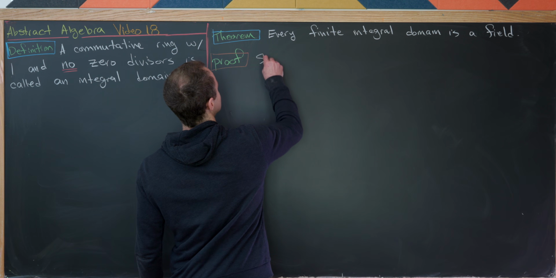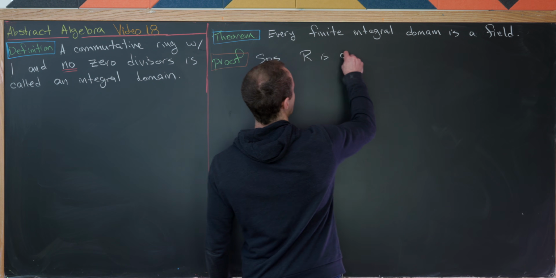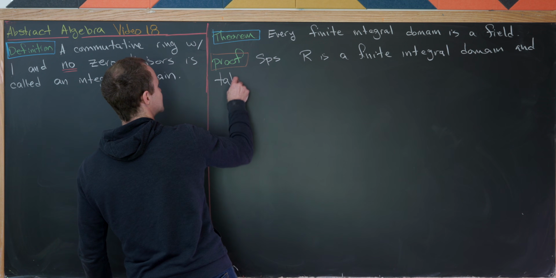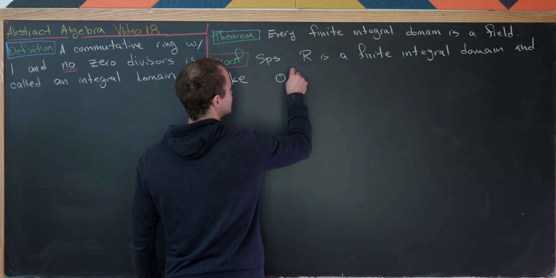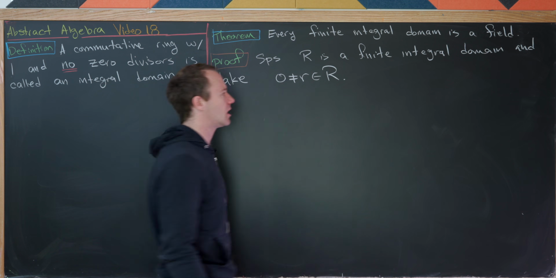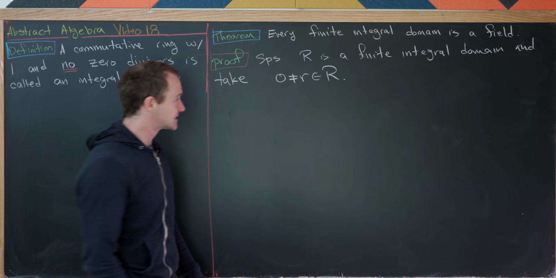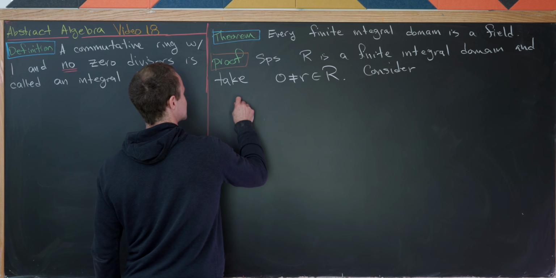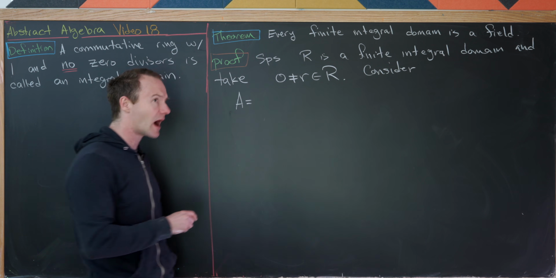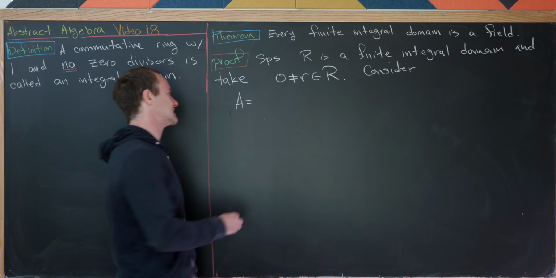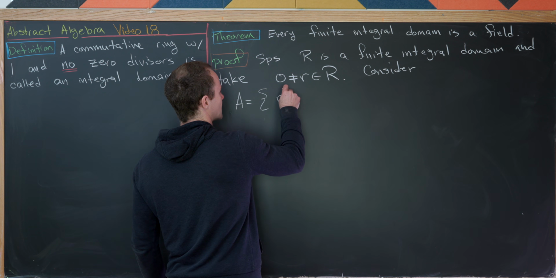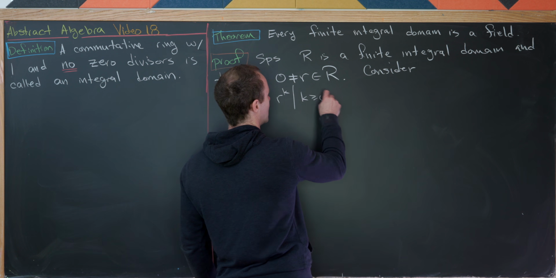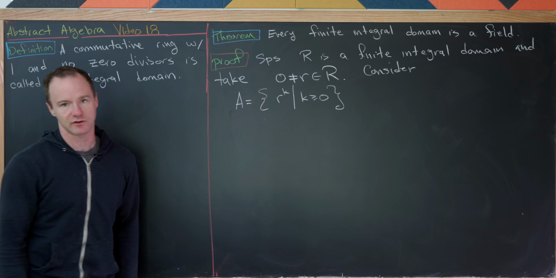Okay, so let's suppose that R is a finite integral domain, and then what we'll do is take some element which is non-zero inside of R. I'll call it lowercase r. Next up, we want to consider the following set. So maybe I'll call this set A, and this is probably not a subring, and it's everything of the following form. It's r^k, as k runs through all non-negative integers. So k is bigger than or equal to 0.